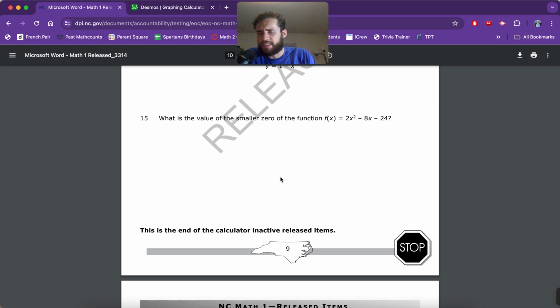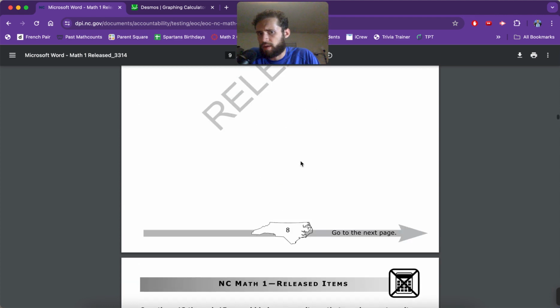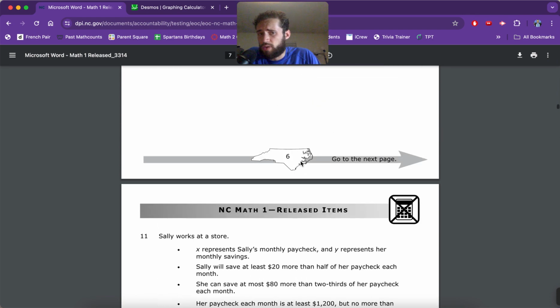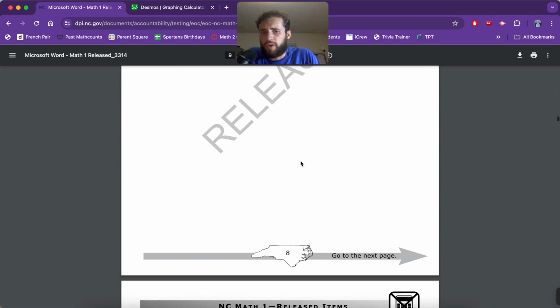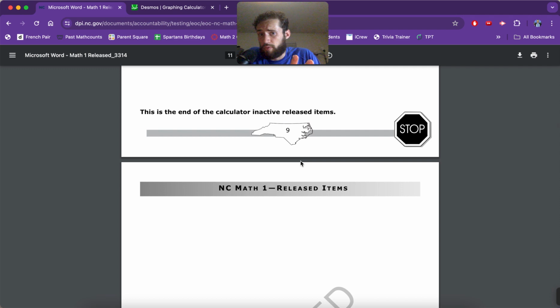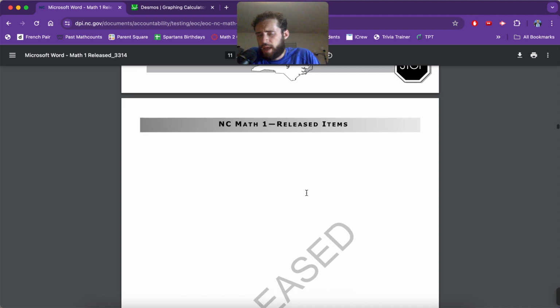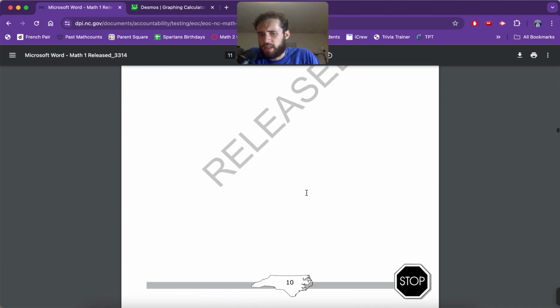When you take the test, you can check your answers on the calculator inactive part, but once you move on, you can't go back. So just make sure that a lot of times these are a little bit easier. So make sure you've got all the ones done that you know how to do, and then when you're confident, you can move on. Assuming you have enough time, because if you're running low on time, you might want to just move on with minimal checking. But yeah, once you're confident, move on to the next part.